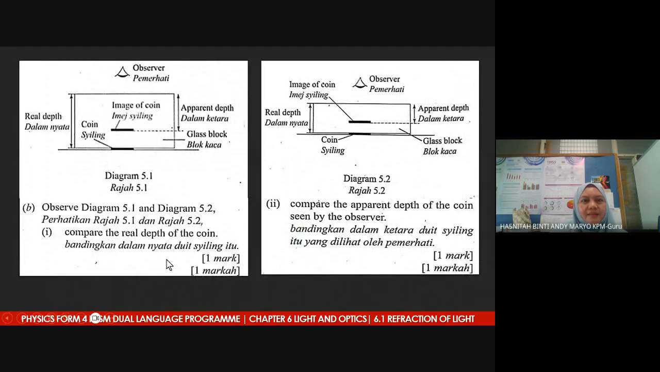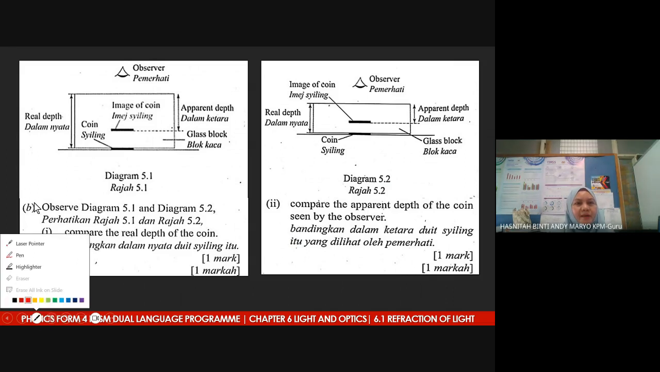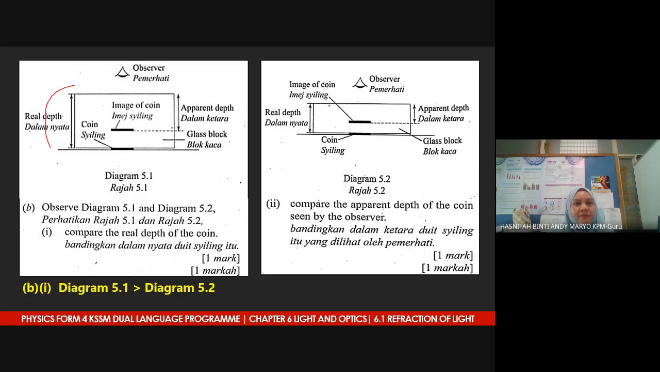Okay, second. You have to observe these two diagrams and then compare the real depth of the coin. How to compare the real depth? Where to look for the real depth? So look here. This is the real depth for 5.1 and this is the real depth for 5.2. So the real depth in diagram 5.1 is greater than that in 5.2.